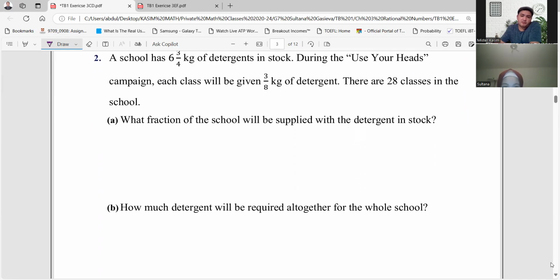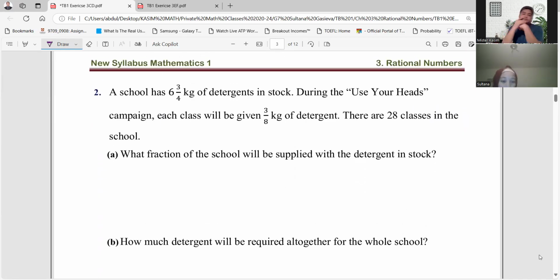Okay, now let's do some word problems. Read the question. A school has 6 and 3 over 4 kilograms of detergent in stock. During the Use Your Heads campaign, each class will be given 3 over 8 kilograms of detergent. There are 28 classes in the school. A. What fraction of the school will be supplied with detergent in stock? B. How much detergent will be required altogether for the whole school?